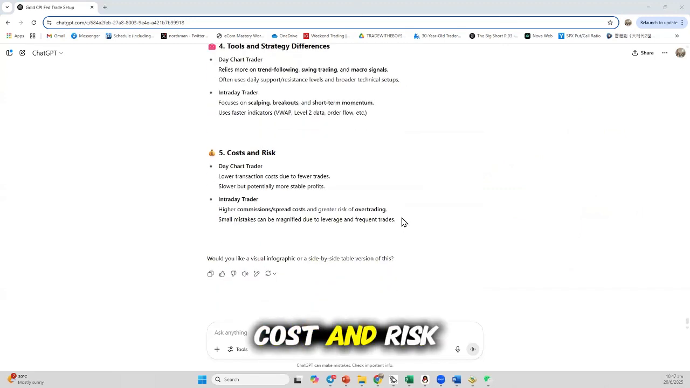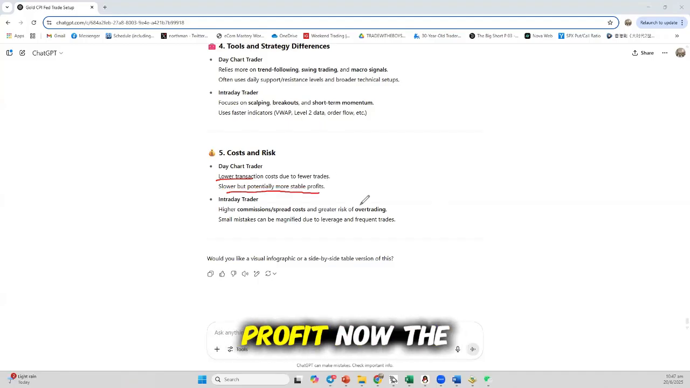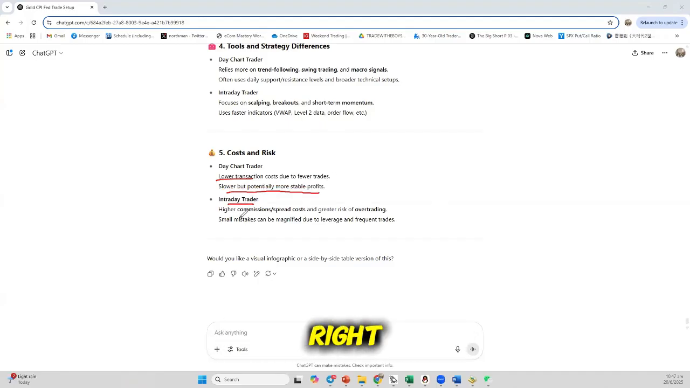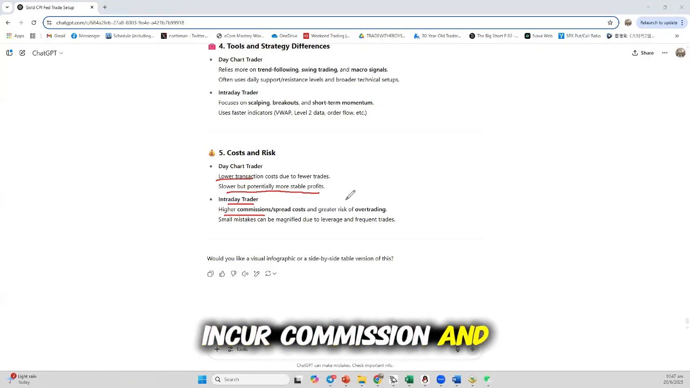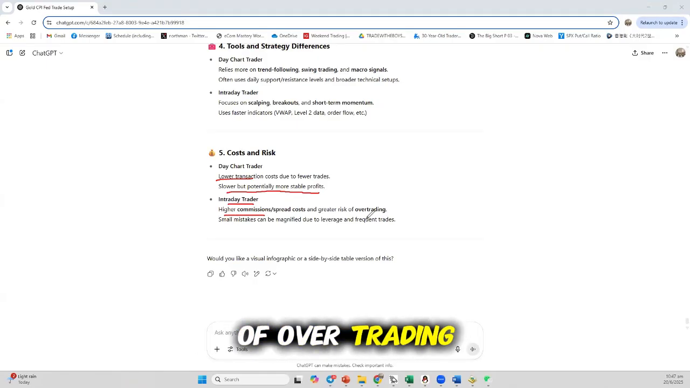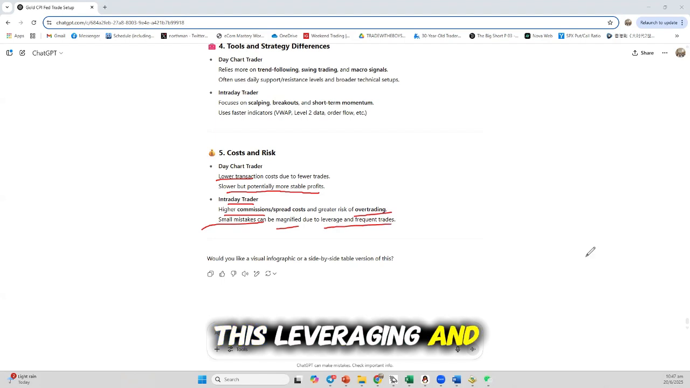Okay, so the cost and risk. Because you trade lesser, you have lower cost, and then you can slowly see the market and probably get more stable and much bigger profit. Now the intraday trader has to incur more commission. That's for sure. Every trade they incur commission, and then they may risk overtrading, and the small market move may be magnified due to the leveraging and the frequency of trading. So this one must take note, yeah?